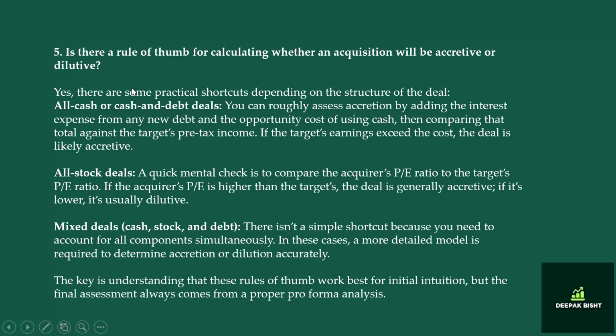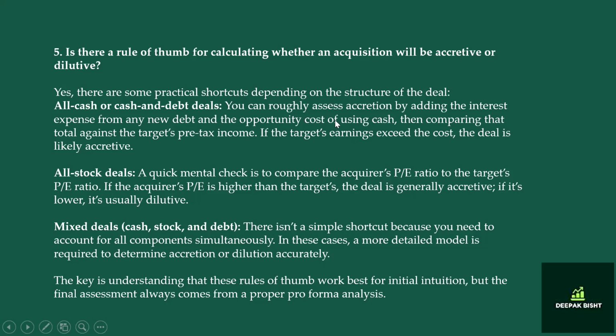And previously we have discussed the price to earnings ratios. Price to earnings ratio is only relevant in an all stock deal. In a cash or a cash and debt deal, we have discussed that if you have cash in your bank account, there is going to be an interest component which will be income for you. And if you are using any kind of debt, there is going to be an interest component that you actually have to pay.